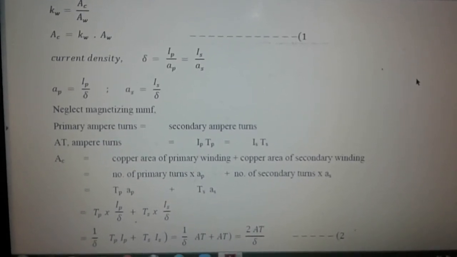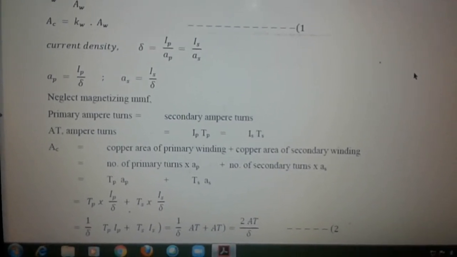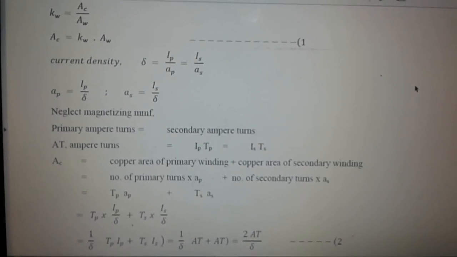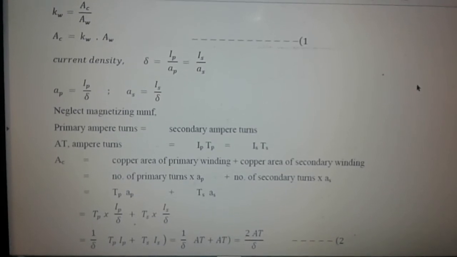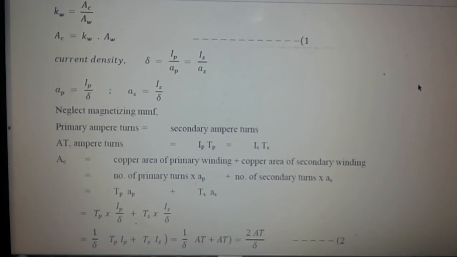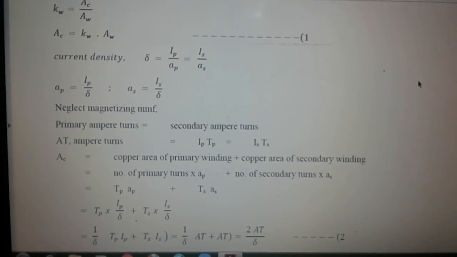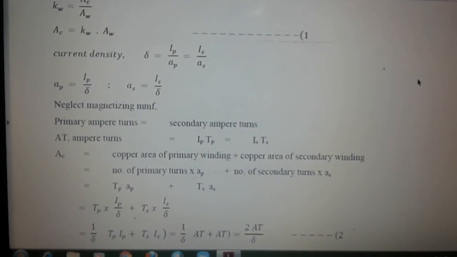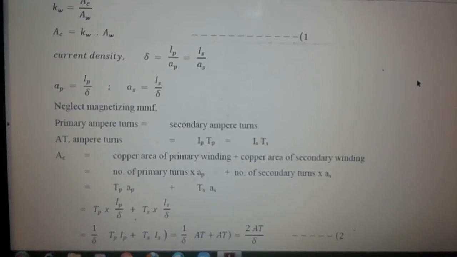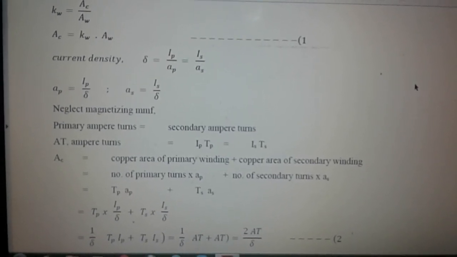Next is ampere turns, which is the MMF created on the windings. The MMF is the number of turns times the current passing through the winding, that is Ip into Tp for the primary winding, and Is into Ts for the secondary winding ampere turns. The copper area Ac can be written as the copper area of the primary winding plus the copper area of the secondary winding, that is number of primary turns into Ap plus number of secondary turns into As. The denotation is Tp for primary and Ts for secondary.